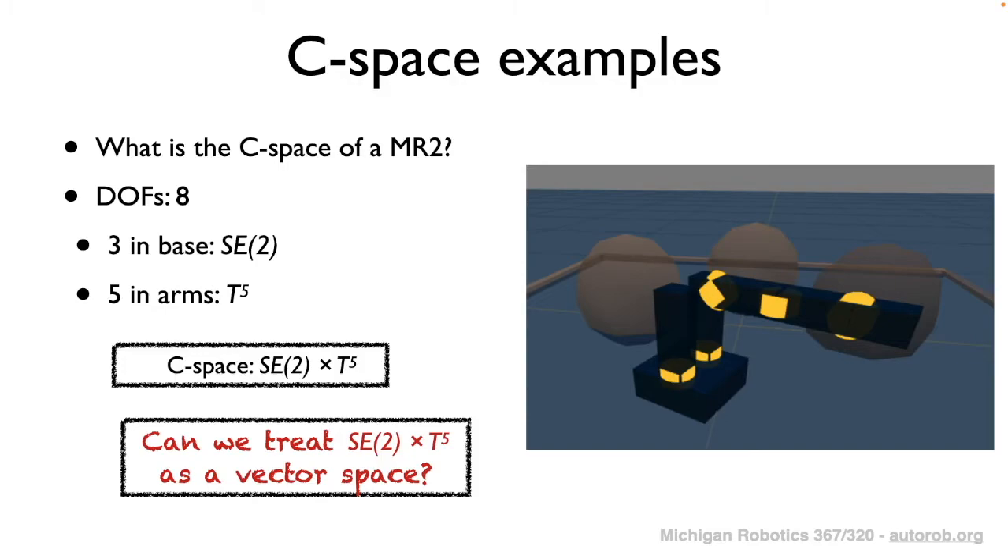And so one question to ponder is whether or not we could treat SE2 cross T5 as a vector space for the MR2. This is a good question to think about for a bit. I would say to some extent it depends on whether or not we consider this to be the full configuration space. It would be closed under addition if we ignore the environment and we ignore potential collisions with the environment. Then every potential vector within that space could be considered a valid configuration. But if you want to incorporate collisions, then I think you could make the argument that this would not be a vector space for our MR2.